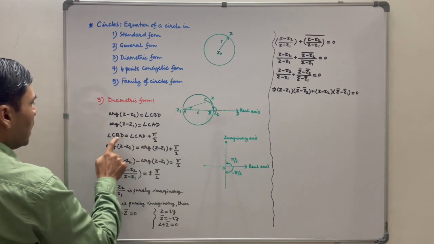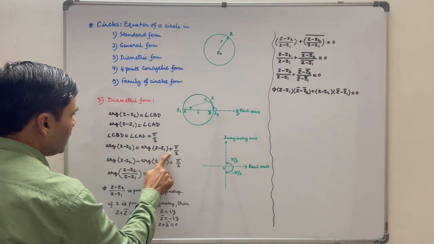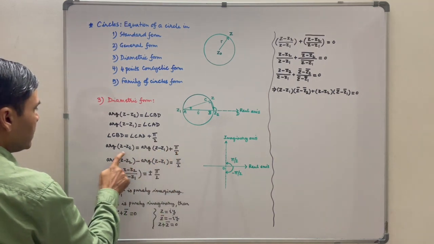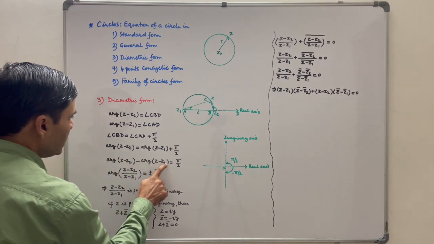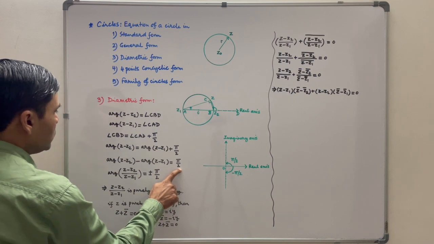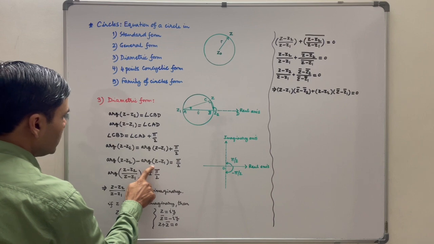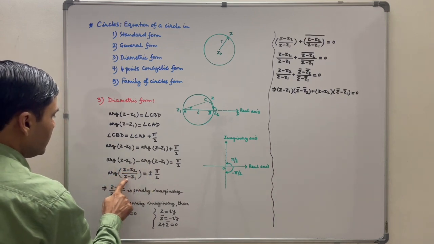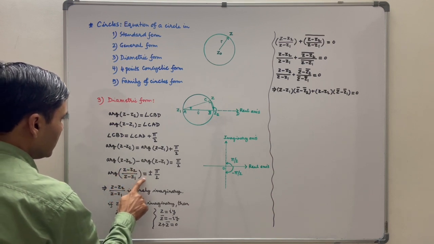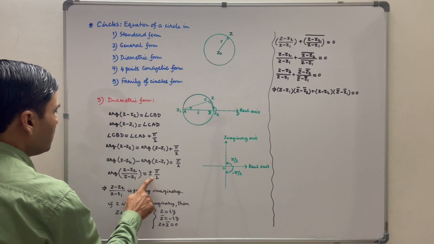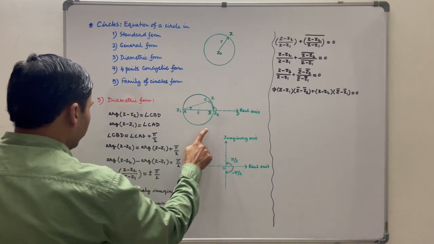So we can write argument of Z minus Z2 is equal to argument of Z minus Z1 plus pi by 2. Or we can say argument of Z minus Z2 minus argument of Z minus Z1 is equal to pi by 2. Using argument property, we can write argument of Z1 minus argument of Z2 is equal to argument of Z1 by Z2. So argument of (Z minus Z2) upon (Z minus Z1) is equal to pi by 2. We can write minus pi by 2 as well, because Z can be downwards also.